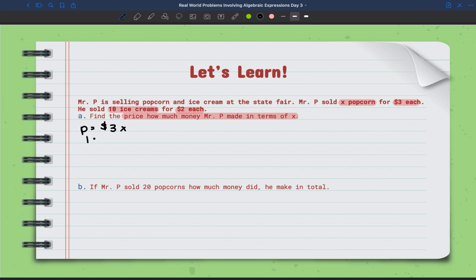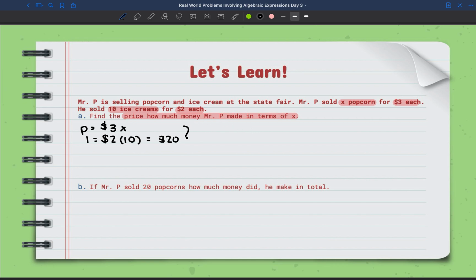Looking at his ice cream, we know he sold ice cream. He sold 10 of them at $2 a piece. We have to multiply $2 by 10. So when we simplify this, we get $2 times 10 gives us 20. So he made $20 off his ice cream.